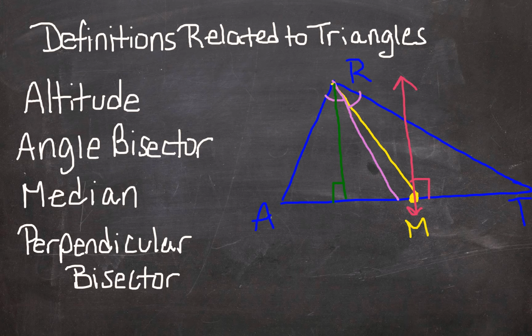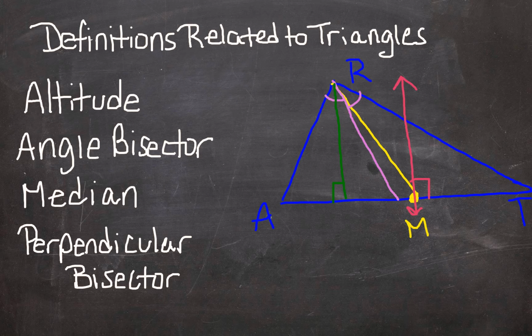Hi, it's me here. I want to remind you about 4 definitions related to triangles. Altitude, angle bisector, median, and perpendicular bisector. I've drawn one of each in the triangle to the right. I'll remind you the definitions and then you can pick out which one is which.